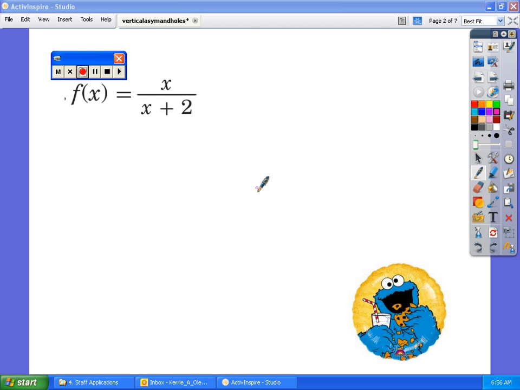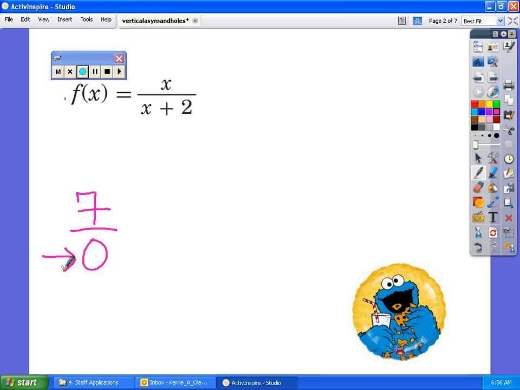Vertical asymptotes work in the fact that in math you can never have a problem like 7 divided by 0. It's a point where there's no solution. This is not possible to do. You can't divide by 0. You can divide 0 by a number, but you can't divide by 0. That being said, that means the denominator cannot equal 0, and that gives me my vertical asymptote.